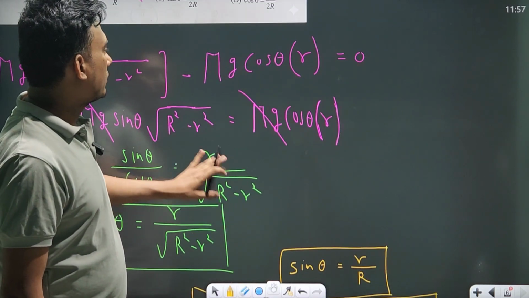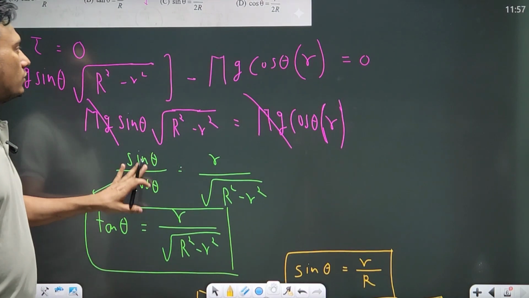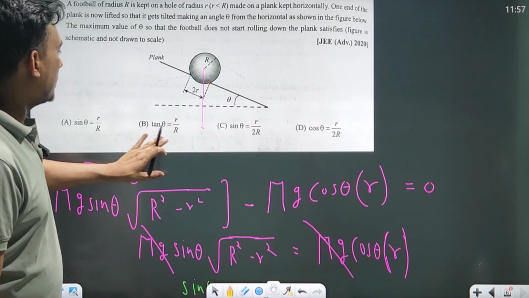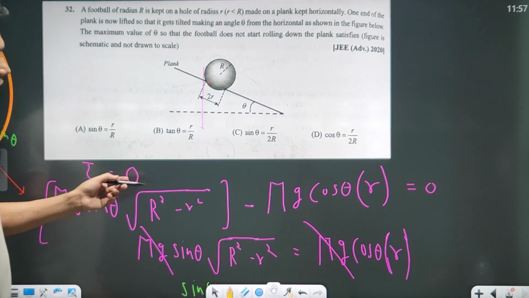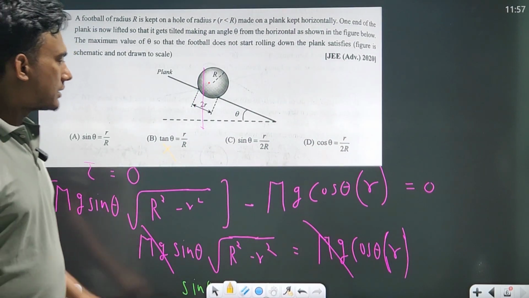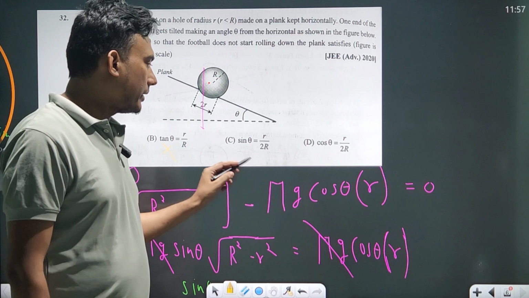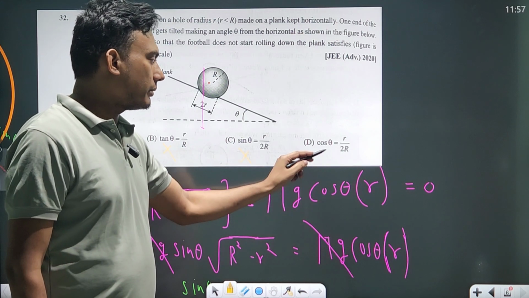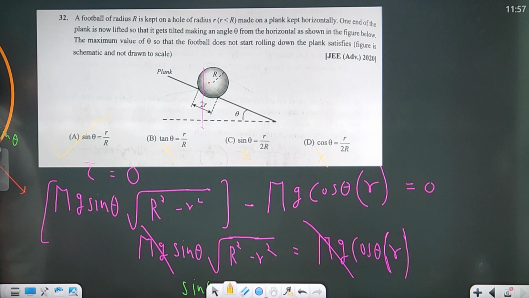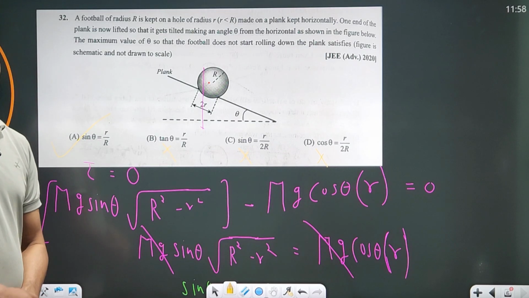So this is the question. You can see here, the tan theta options do not match. Tan theta is r by capital R, not small r by 2R, and cos theta is not r by. So the correct option is option A, tan theta equal to small r by capital R. So thank you so much.